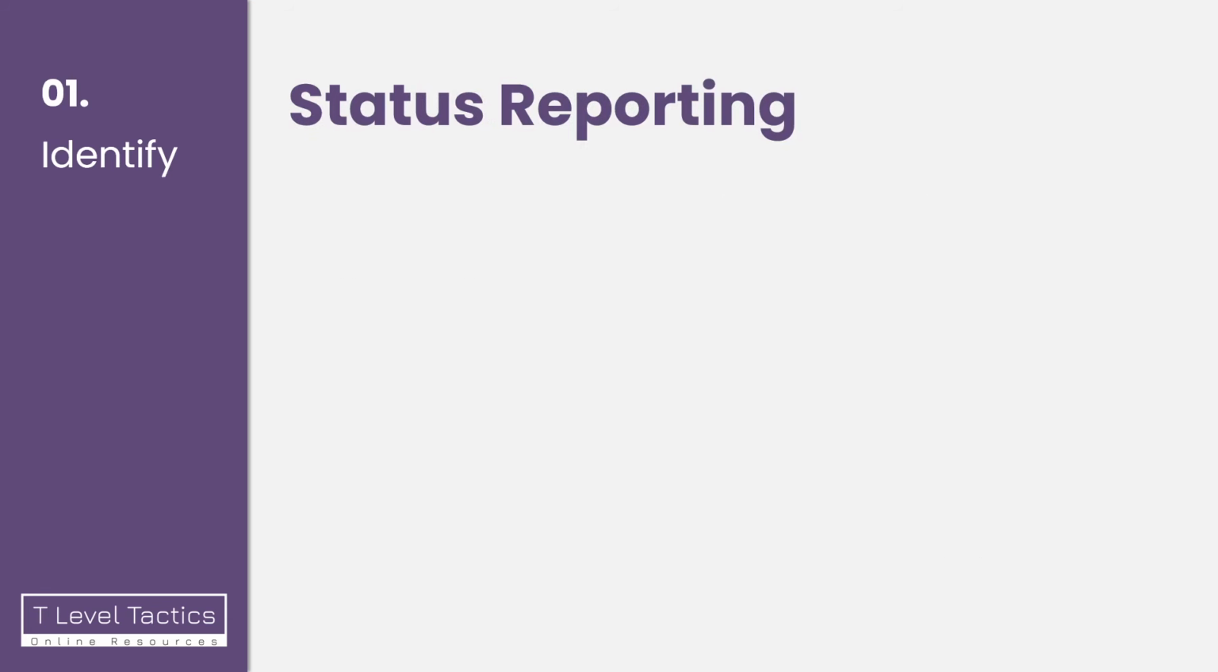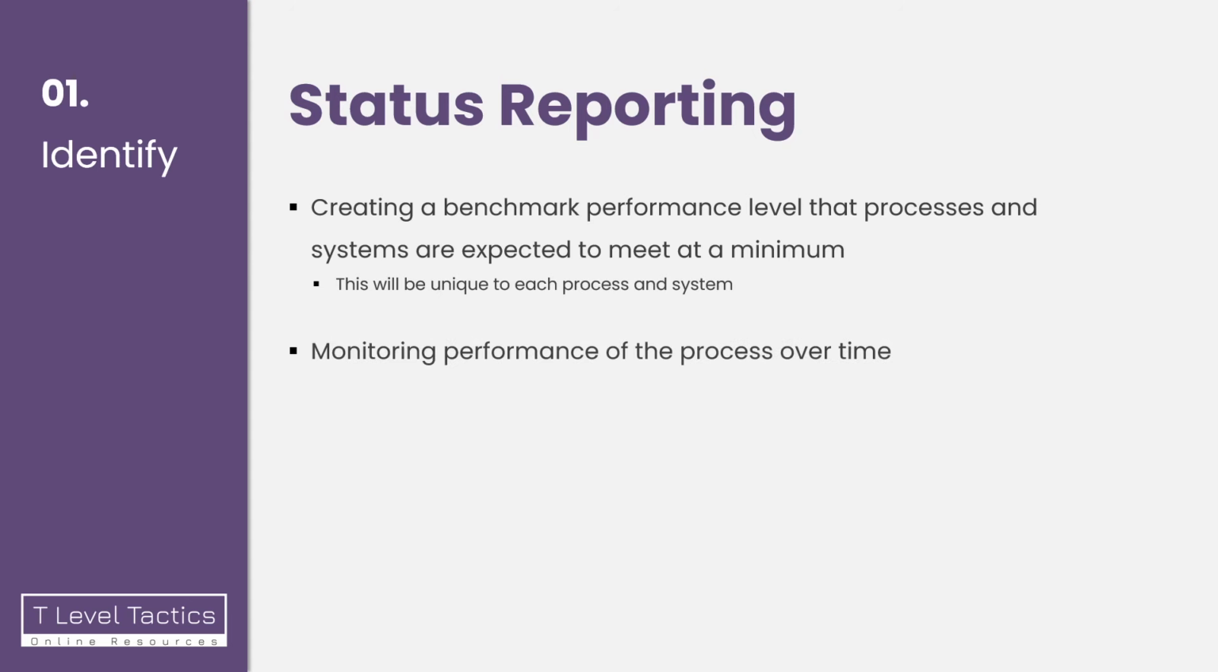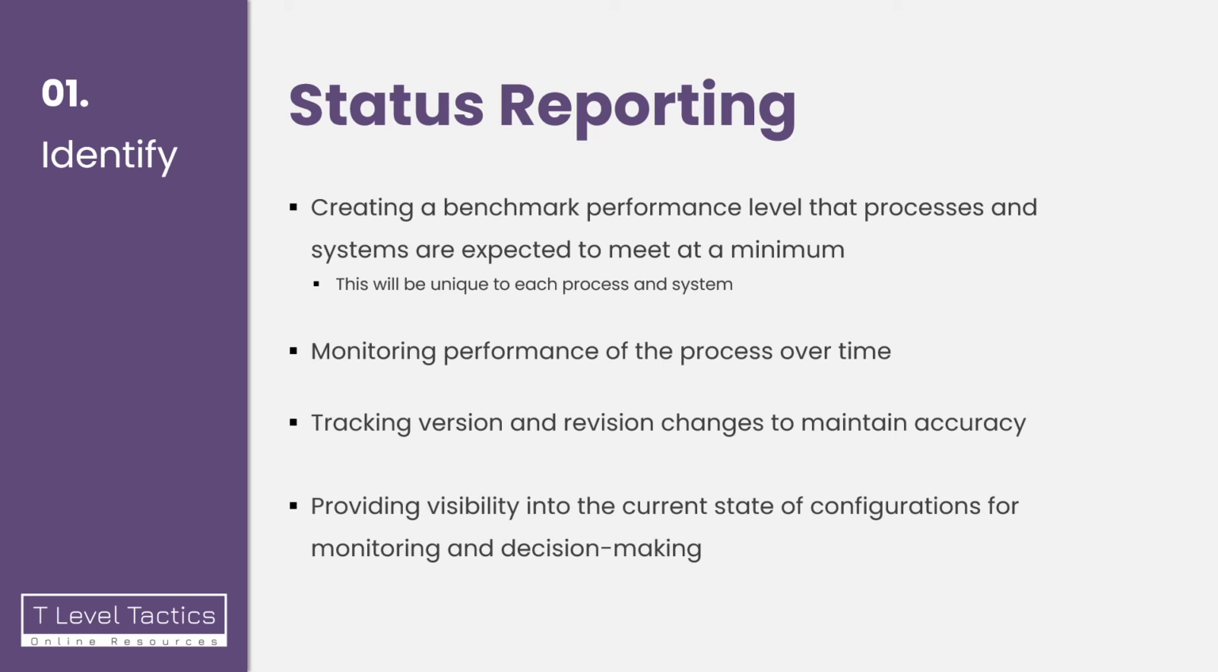Status reporting starts with creating a benchmark performance level that processes and systems are expected to meet at a minimum. This is going to be unique to each process and system, but it also means that we can monitor the performance of the process over time to ensure that it's working correctly or bringing in the benefits that we planned. Status reporting also includes tracking version and revision changes to the process to maintain accuracy, and providing visibility into the current state of configurations for monitoring and decision making.